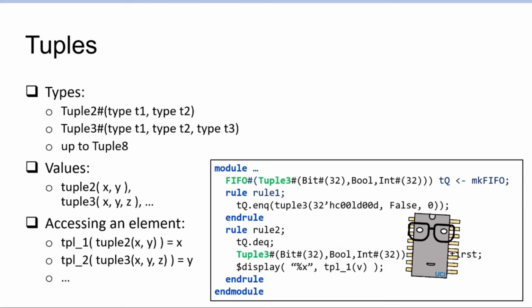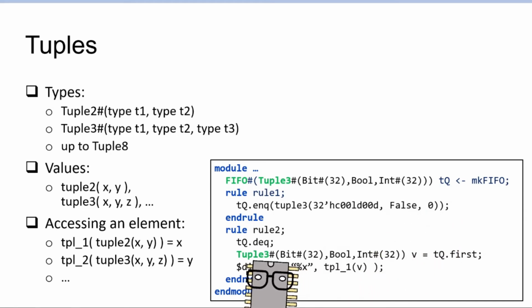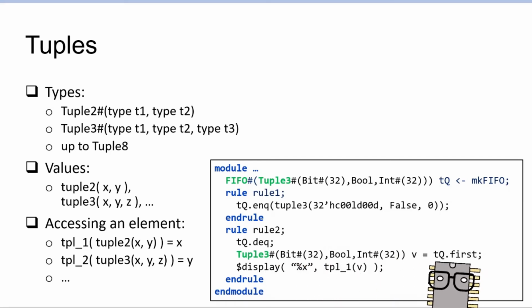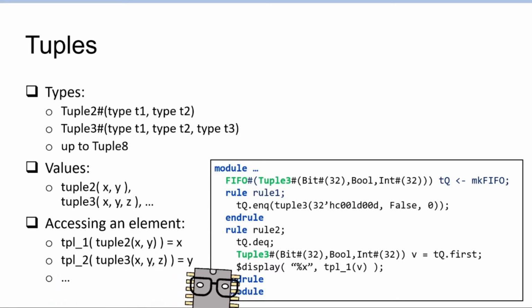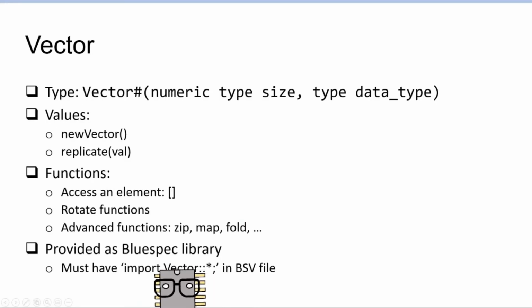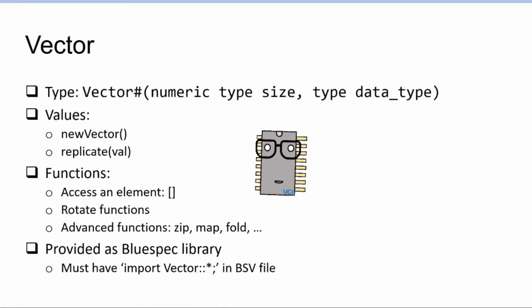And when you actually want to read the sub values of a tuple, you can get the tuple 3 value from the FIFO by calling tq.first. And then you can access the first, second, and third sub-values by saying tpl_1, tpl_2, so on and so on. So if there's a Tuple2 of x and y, calling tpl_1 on this thing will return x. For a Tuple3 of x, y, and z, calling tpl_2 would return the second slot, which is y. Very straightforward things. I just have to at least mention it once so no one gets too confused.